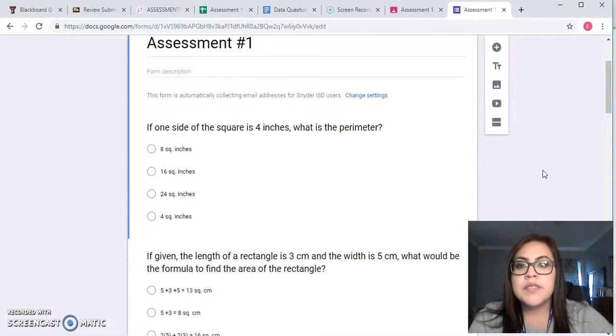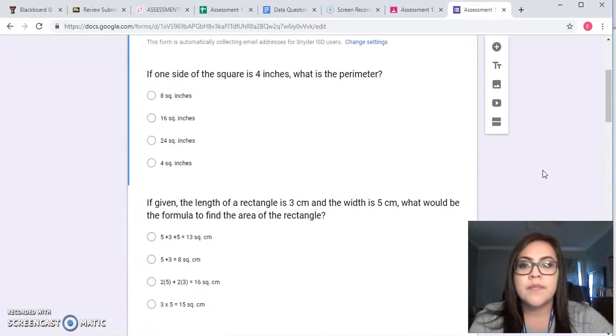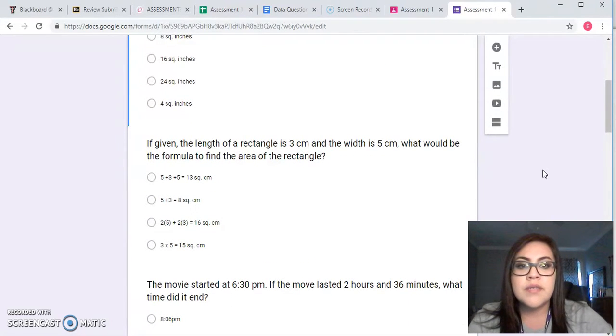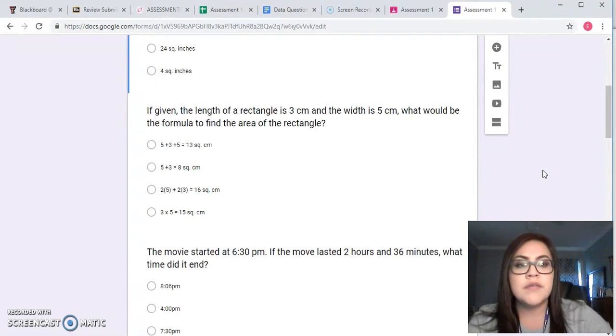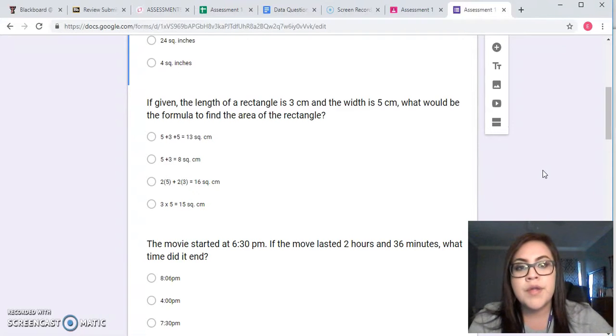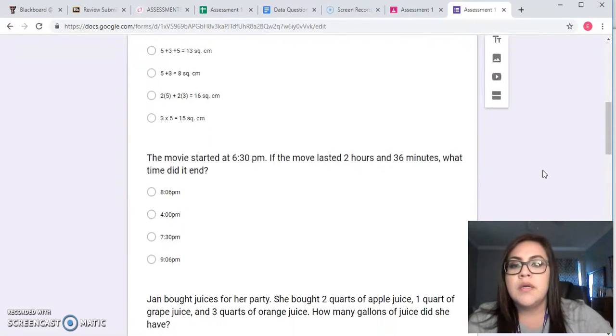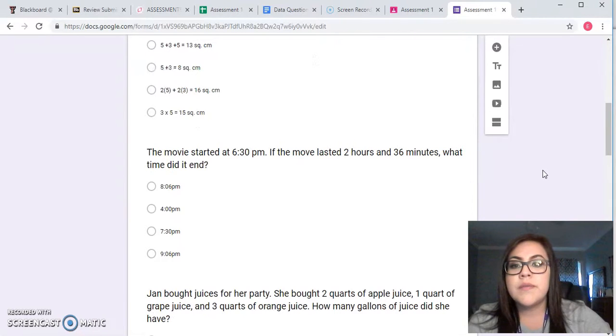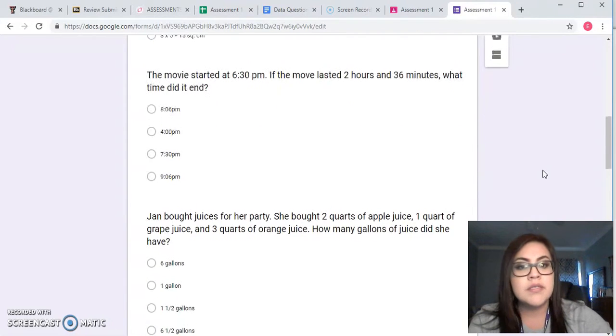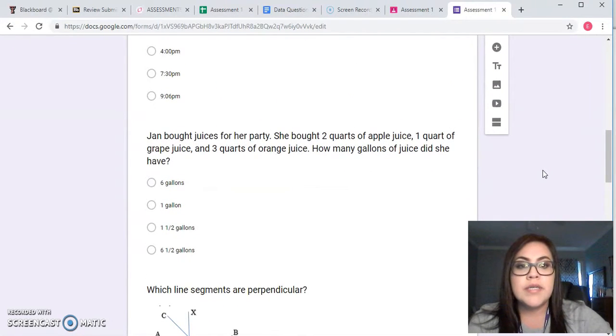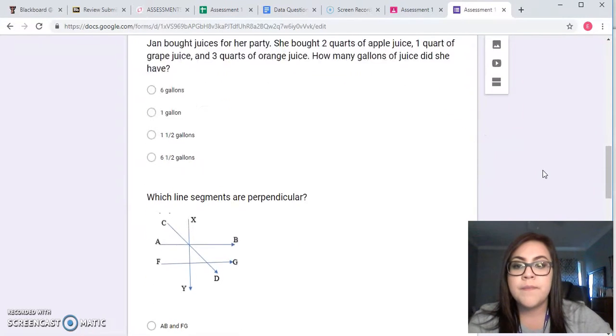If one side of the square is 4 inches, what is the perimeter? If given the length of a rectangle is 3 centimeters and the width is 5 centimeters, what would be the formula to find the area of the rectangle? So we were reviewing perimeter and then we went into area. We also did time elapsed. The movie started at 6:30 p.m. If the movie lasted 2 hours and 36 minutes, what time did it end? We also did capacity. Jan bought juices for her party. She bought 2 quarts of apple juice, 1 quart of grape juice, and 3 quarts of orange juice. How many gallons of juice did she have?